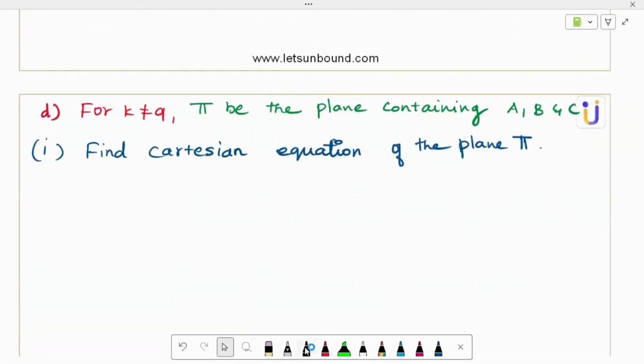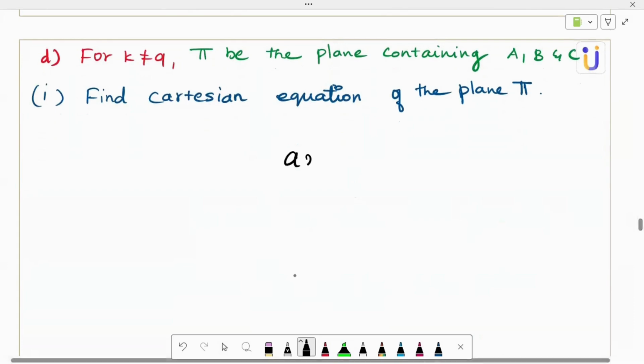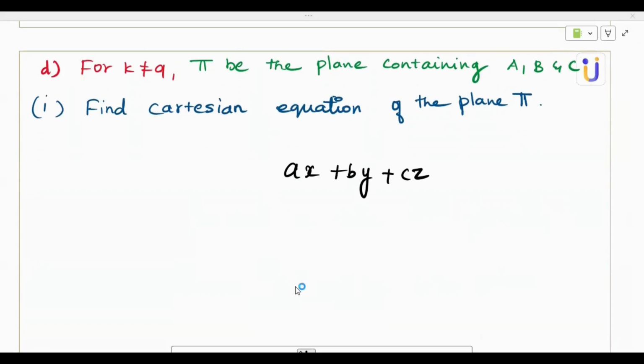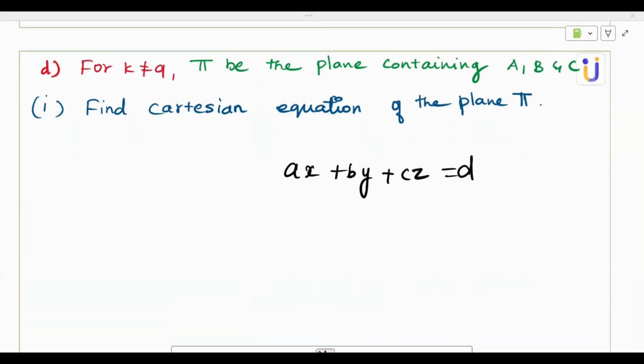For k not equal to 9, let pi be the plane containing A, B, and C. Find the Cartesian equation of the plane pi. Okay, so what is the Cartesian equation? It's ax plus by plus cz equals a constant d. We need a Cartesian equation, and k not equal to 9 they have said, and the same A, B, C we have to take. First, let's try to find the vector equation, and then from the vector equation, it will be easy to find the Cartesian equation, right?